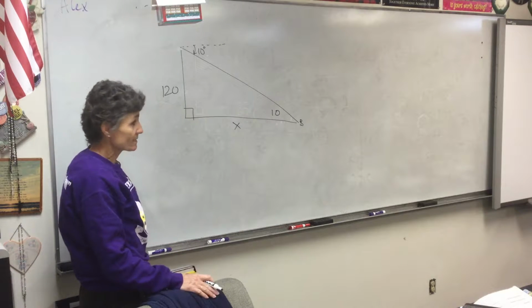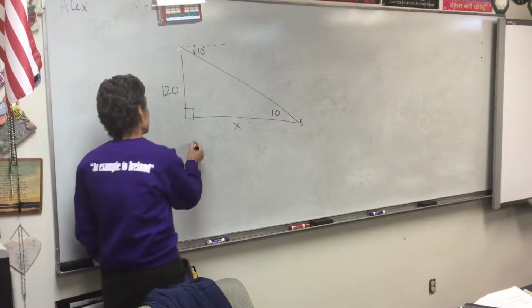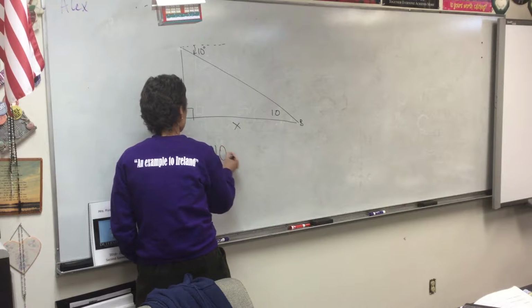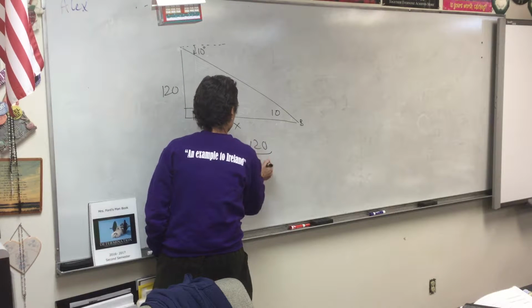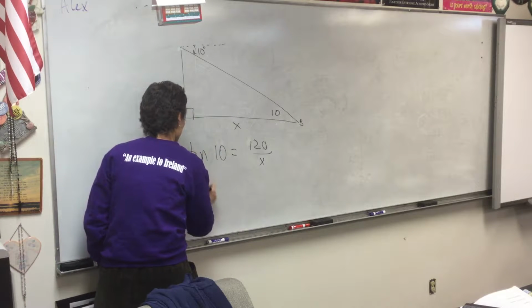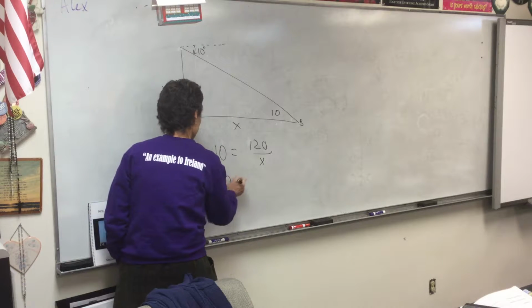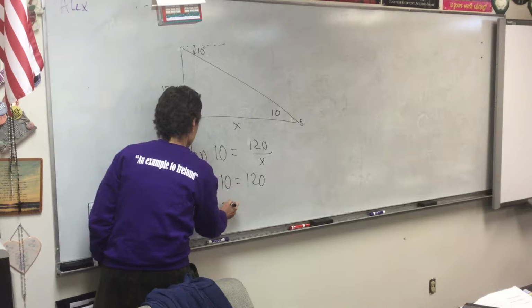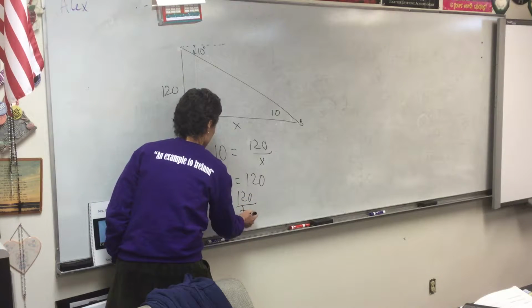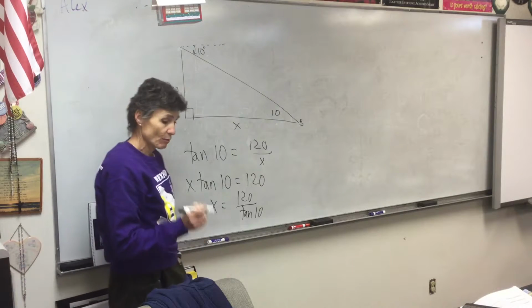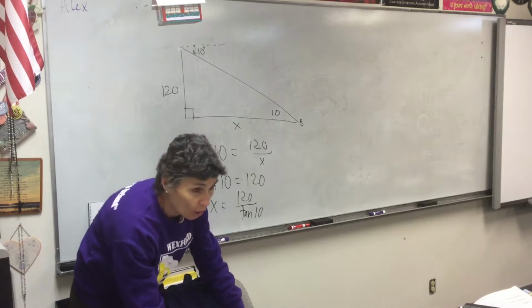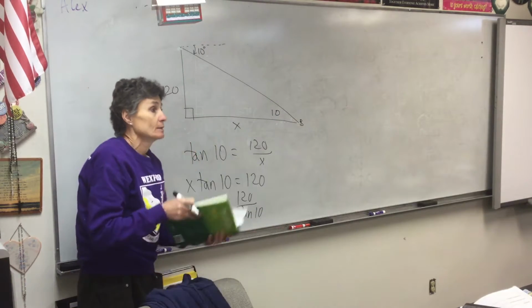Sine, cosine, tangent? It's going to be another tangent problem. So the tangent of 10 is 120 over x. So x tan 10 equals 120, and x is 120 over the tangent of 10. Now you should already be set in degrees from that last problem, so I don't need to caution you about that.